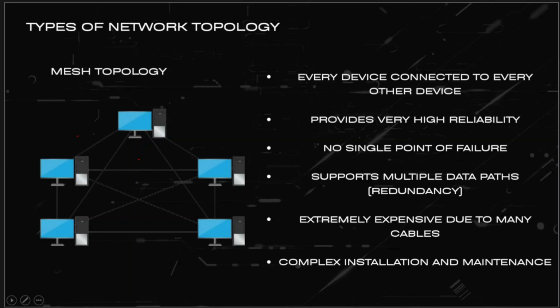If a pilot needs to talk to a tower, they don't just have a radio frequency, they have five backups. If one road is blocked, then they take another one. So in a network of n devices, the number of cables required is n into n minus one. So these many cables we require here, n into n minus one.